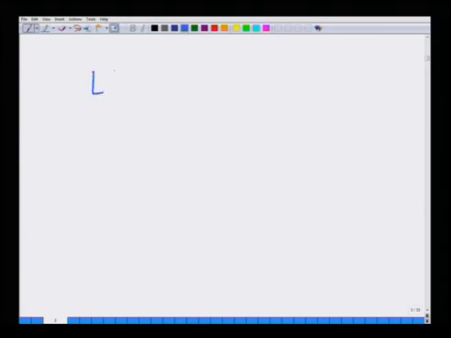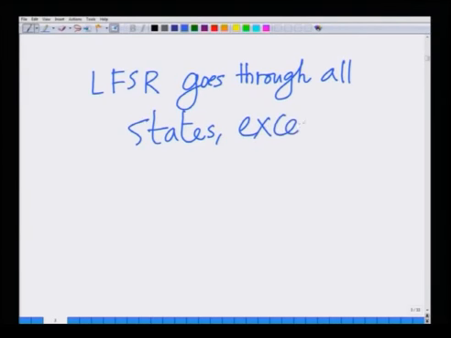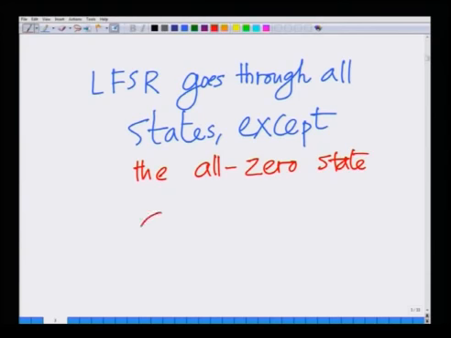The LFSR, the linear feedback shift register, goes through all states except, and this is a big except, the all 0 state. That is, it does not go through this all 0 state.